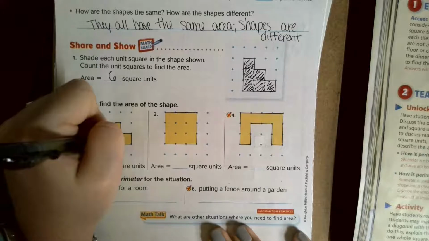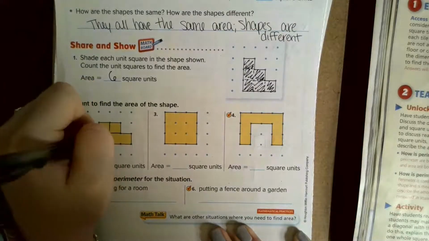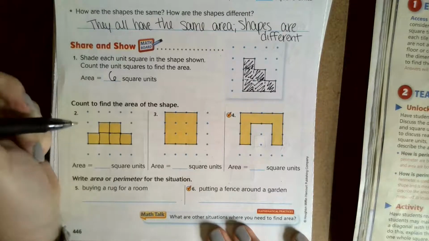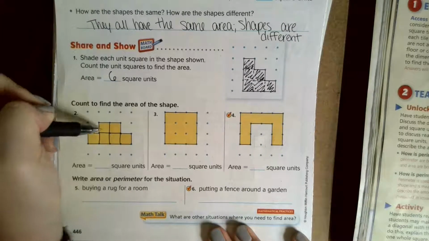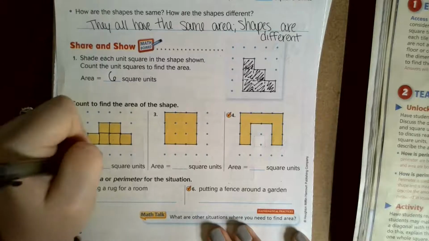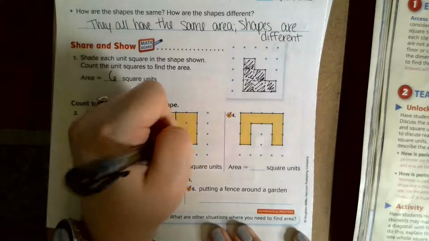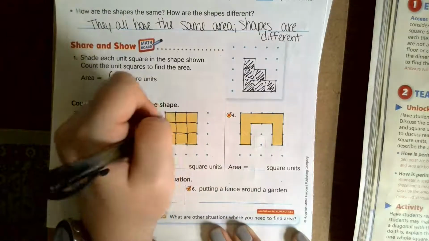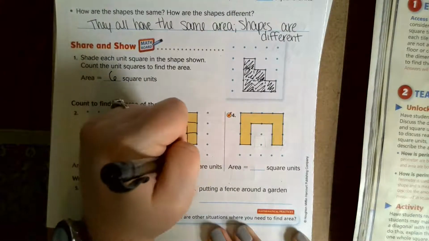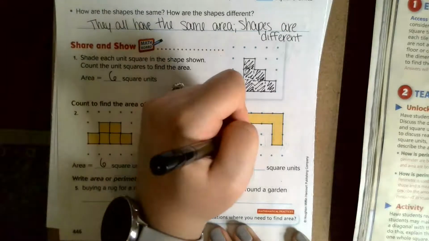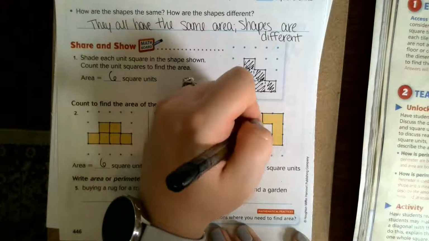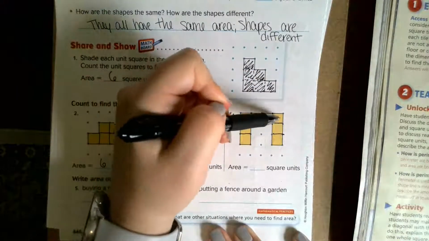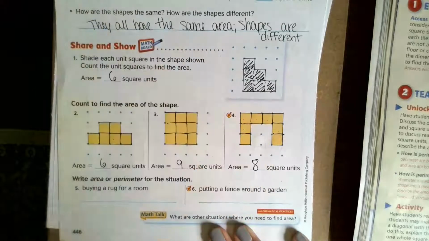Okay, numbers 2 through 4, we need to count to find the area of the shapes. So you can just go in and divide them into unit squares if that helps you, or if you can just visualize it without drawing the lines, feel free. So we have 1, 2, 3, 4, 5, 6. 1, 2, 3, 4, 5, 6, 7, 8, 9. 1, 2, 3, 4, 5, 6, 7, 8. Just counting them up by ones.